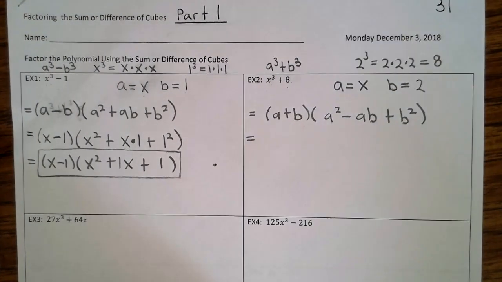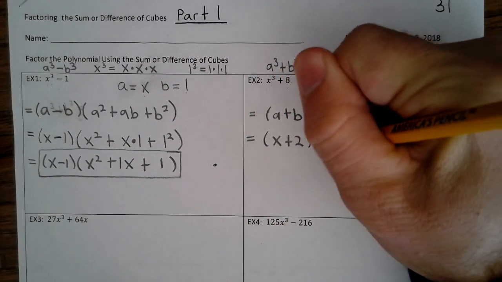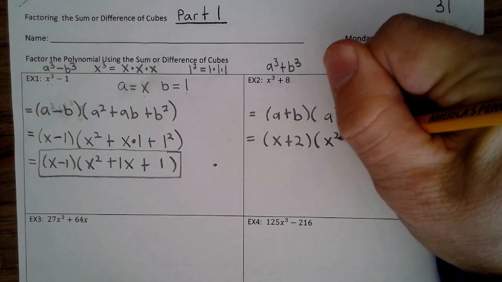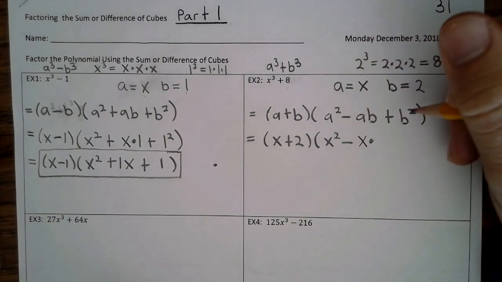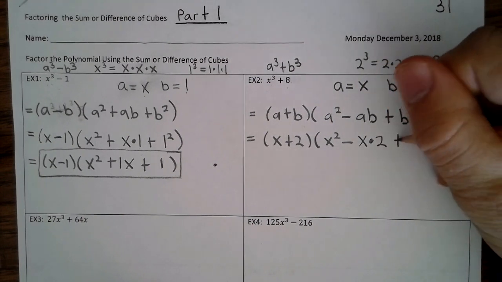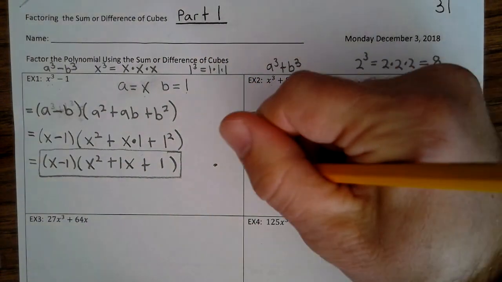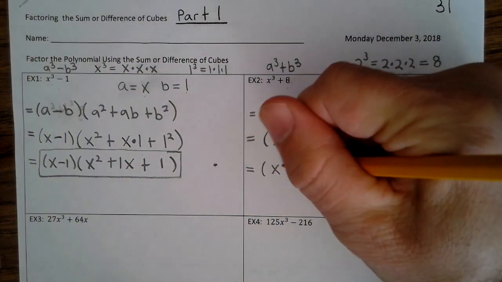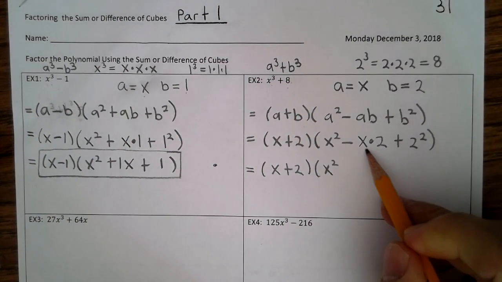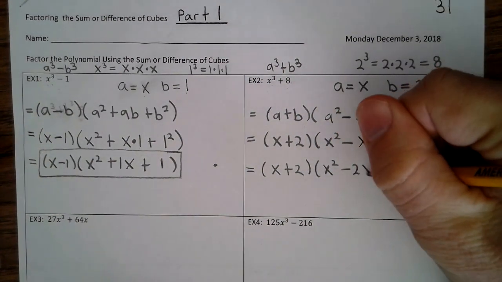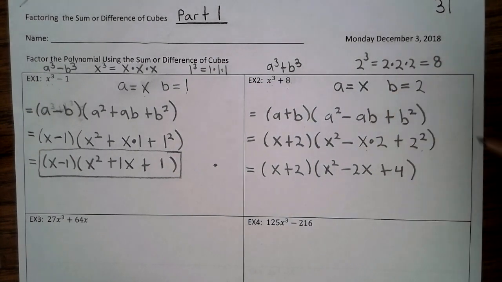And then we just substitute the a and b in. So that's x plus 2, parentheses x squared minus a, which is x, times b, which is 2, plus 2 squared. And we simplify. So that's x plus 2, x squared is x squared, we can rewrite this as minus 2x, plus 2 squared is 4. And then you're done.